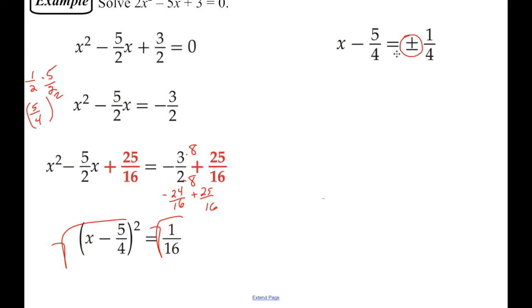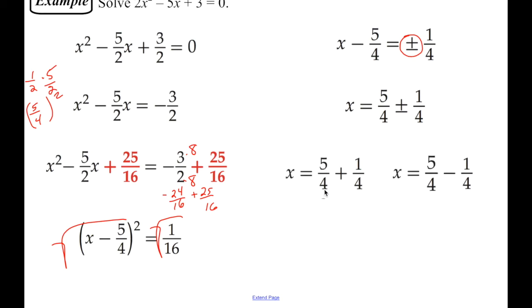Now we need to add 5/4 to both sides. So we get x equals 5/4 plus and minus 1/4, and then here's where you split them. One of your solutions is 5/4 plus 1/4, the other one is 5/4 minus 1/4. Go ahead and follow that through. X equals 5 plus 1 is 6/4, which is the same as 3 over 2. 5 minus 1 is 4 over 4, which is 1.